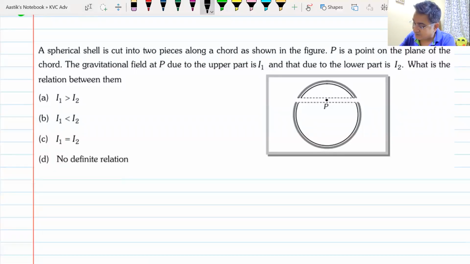Well, then this one. Question number 7 or 8 or whatever it is. A spherical shell. Please look at the language of the question. A spherical shell is cut into two parts along a chord. P is a point on the plane of the chord. The gravitational field at point P due to the upper part, which is not equal, is I1, and due to the lower part is I2. What is the relation among them? Option 1, G1 is more than G2. Option 2, G1 is less than G2. Option 3, G1 is equal to G2. Option 4, no relation.